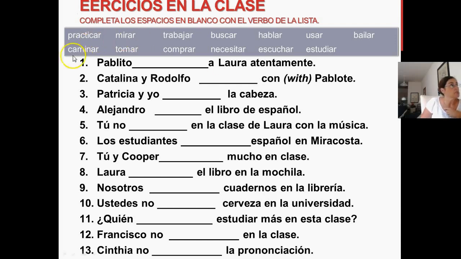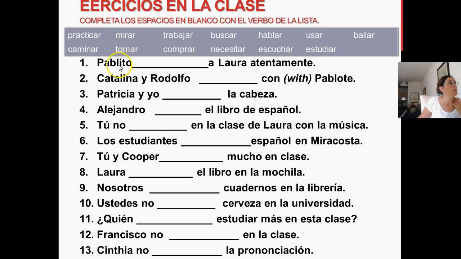So we have Pablito as a subject. We know that Pablito is a name. It doesn't matter if it's a boy or if it's a girl. It's a name. Even if you don't know what Pablito means, that should be third person because it's not yo, it's not tú, and it doesn't have an S at the end. All right? So that's a third person subject. We have Pablito and something that Pablito is doing to Laura attentively. So what could he be doing? It could be mirar. No? What does he do?